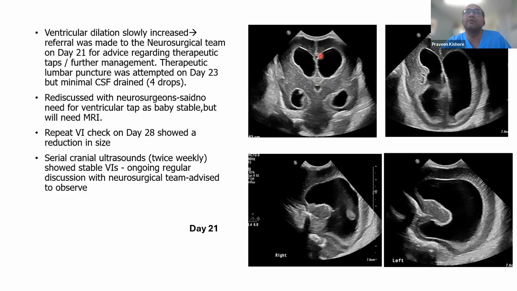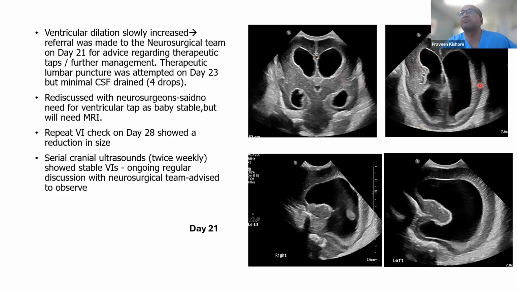So I've not been able to measure this because it was an image already taken and I couldn't modify it. But it will give you an idea of, is it a moderate dilatation? Is it a severe dilatation? So it gives you additional information to inform the neurosurgeons that we are worried.